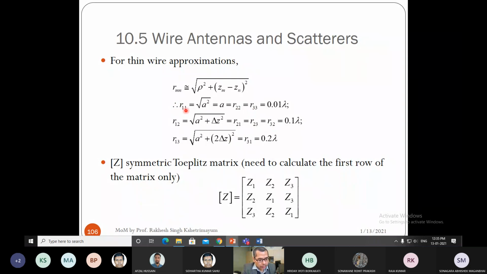You have all values of R11, R12, R13, and so on. You can find out the Z matrix now. Again, this Z matrix is a symmetric Toeplitz matrix. You just need to find the first row, Z1, Z2, Z3.